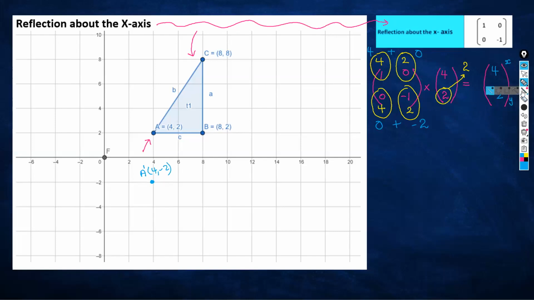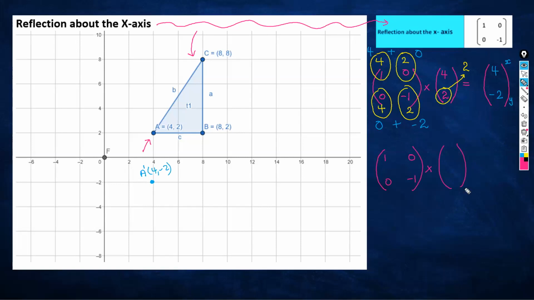All right, so here's what you have to do for the examiner now, unfortunately. You see how we took this matrix, the reflection in the x-axis? You have to repeat this process for all the points. So now you have to take 1, 0, 0, minus 1 and multiply it by point B. What is point B? 8, 2. And you have to do that for point C as well.